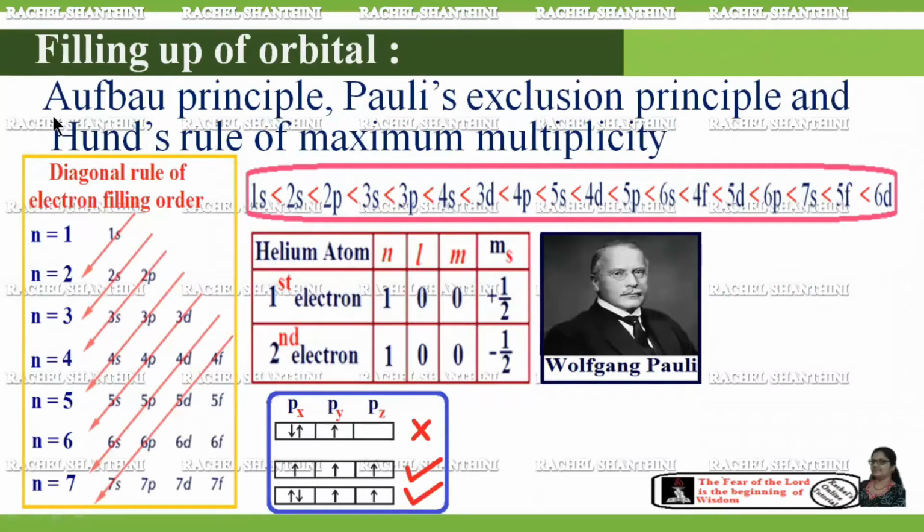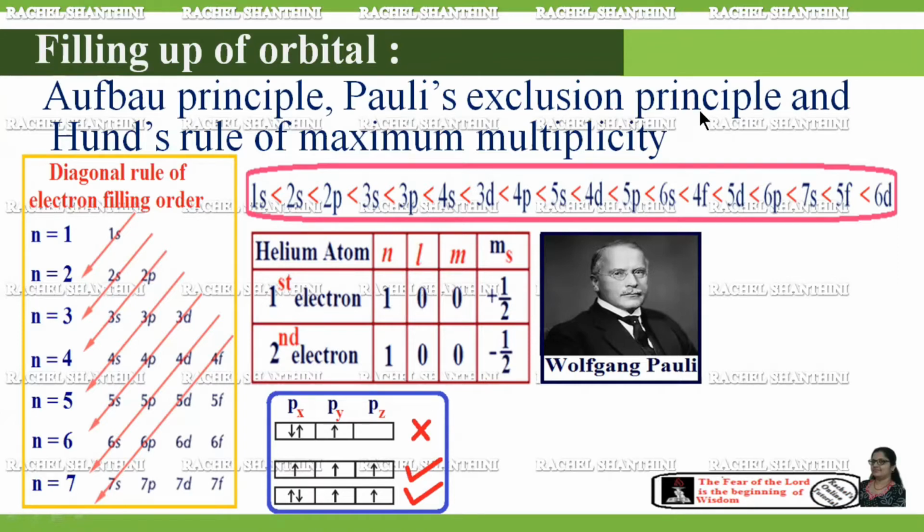Now let's recall all the three rules that we have discussed in the previous sessions. According to Aufbau principle, in the ground state of the atoms, the orbitals are filled in the order of their increasing energies. To easily memorize this order of increasing energy, we have discussed diagonal rule of electron filling order.